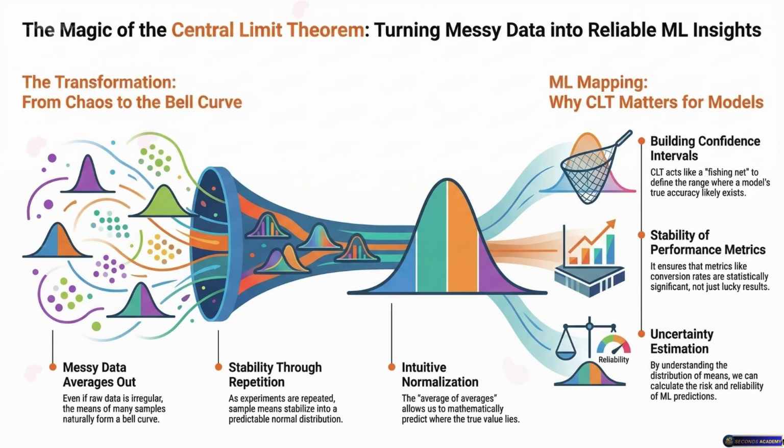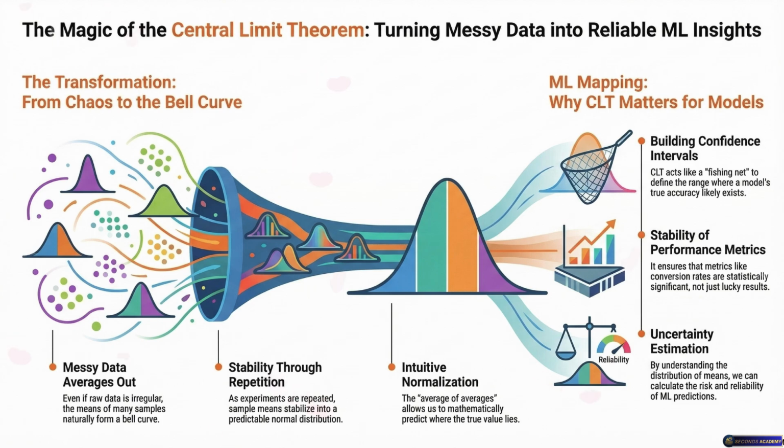Exactly. When we map this to industry ML applications, this theorem is the secret engine powering everything we trust. Think of a deep learning engineer training a massive network. They don't pass the entire data set through the network at once. They use mini batches. Right, batch processing. They pass small samples of data, calculate the error, the average loss, and update the model.